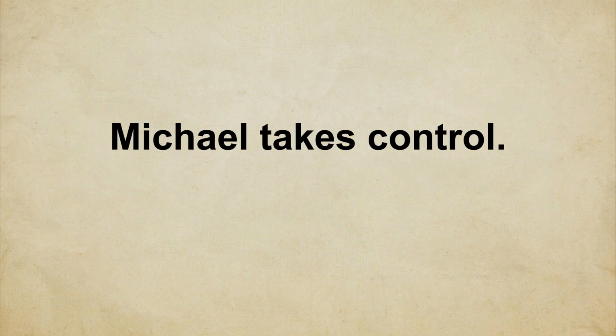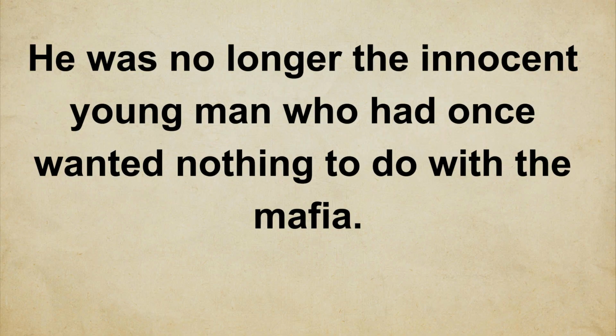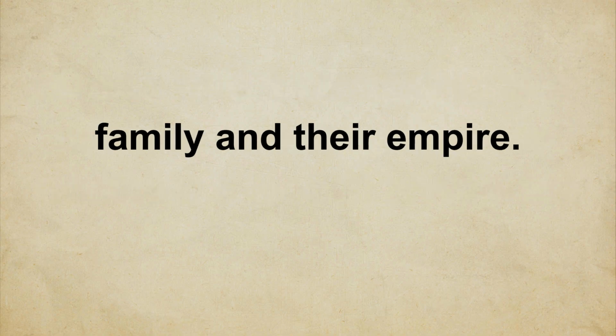Michael takes control. Michael, now back in New York, began to quietly take control of the family business. He was no longer the innocent young man who had once wanted nothing to do with the mafia. He was now a calculating and ruthless leader, ready to do whatever it took to protect his family and their empire.